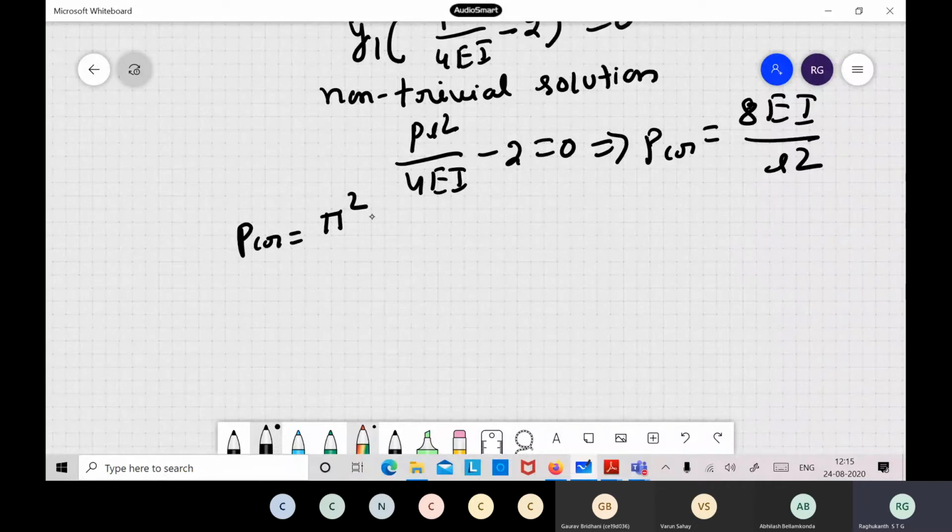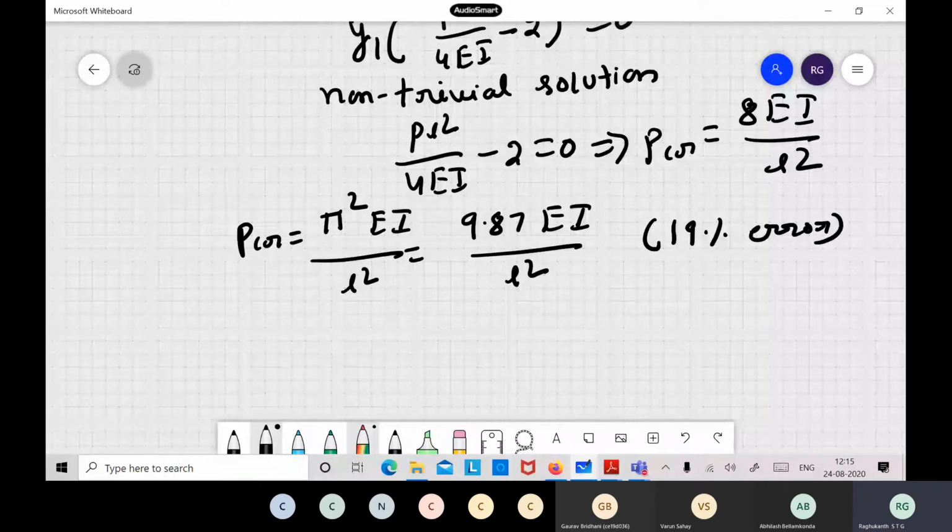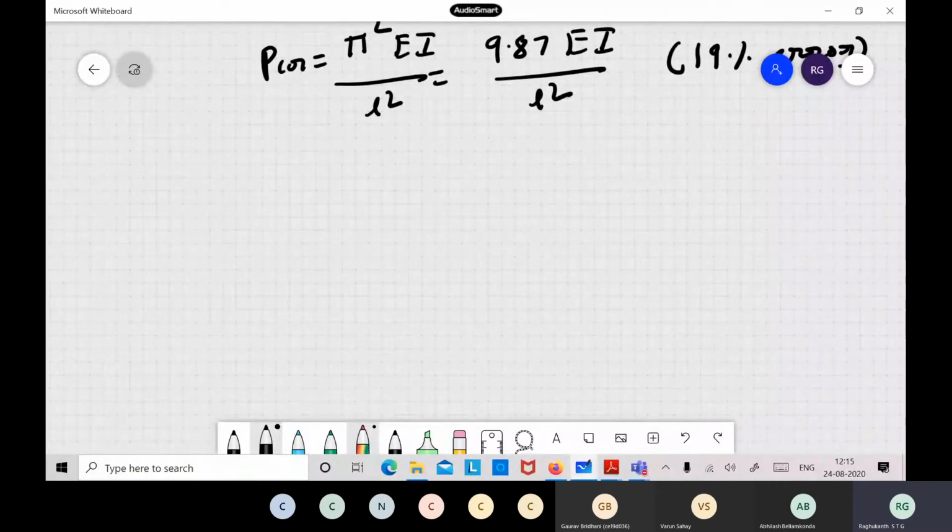Hello. So this is the exact value, pi square EI by L square, which is 9.87 EI by L square. If you compare this with this, the error is almost 19%. Now if you want to decrease the error, the only way is to discretize into a greater number of points.